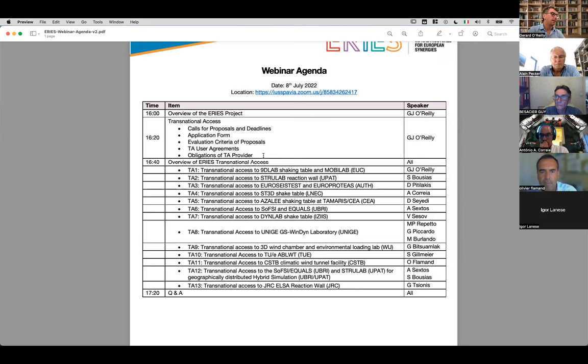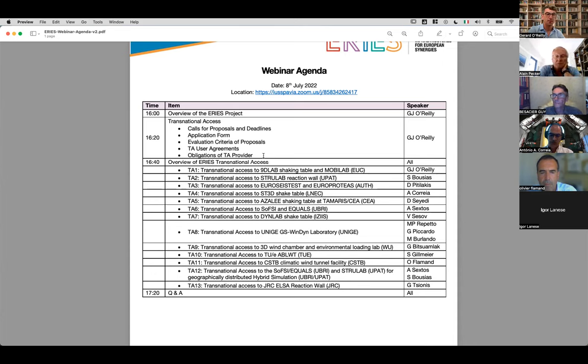So let's say, for example, I'm looking to test a reinforced concrete wall in one of the laboratories that are made available in this project. The actual access for me to go and use that laboratory is covered by the project, depending on the number of access days I've been granted.